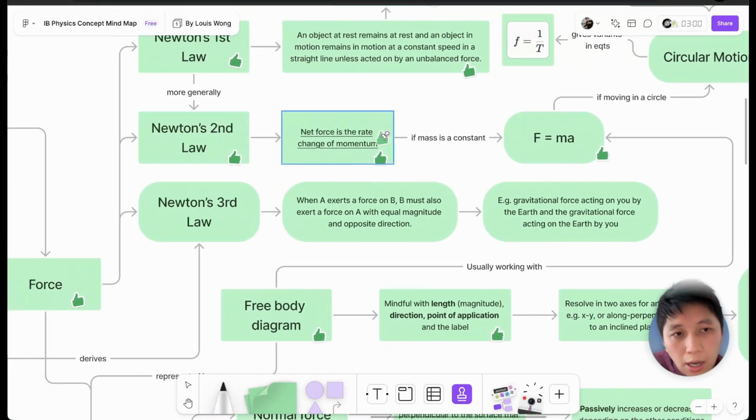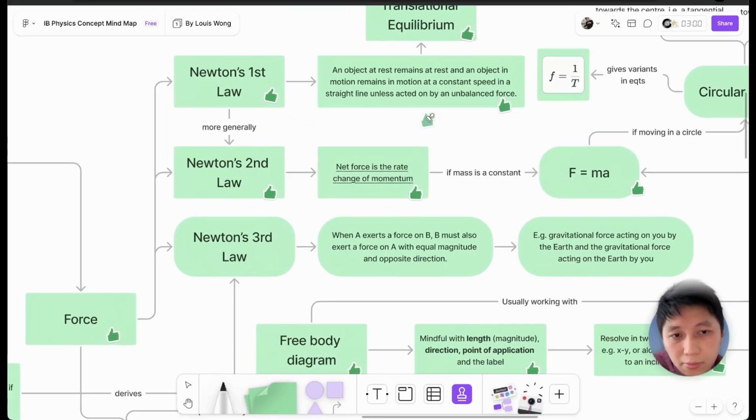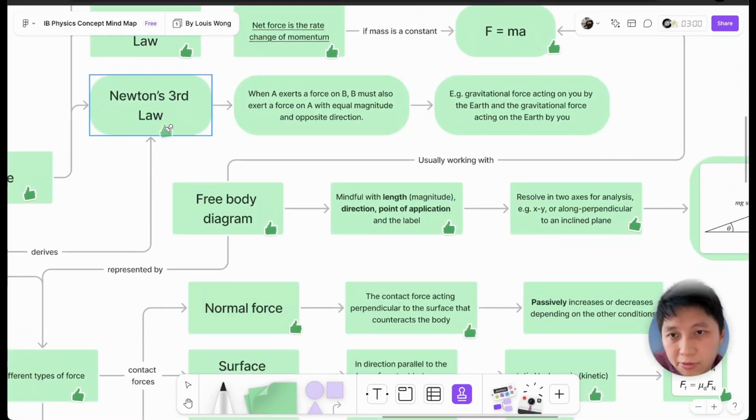All right, we'll get to circular motion later on, but let's finish Newton's third law first.